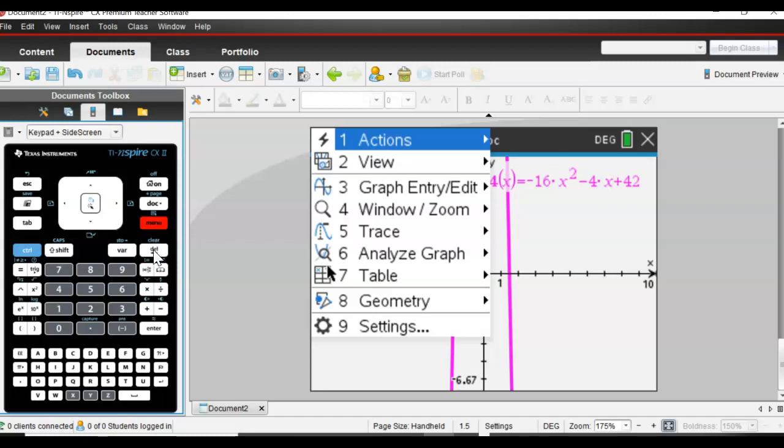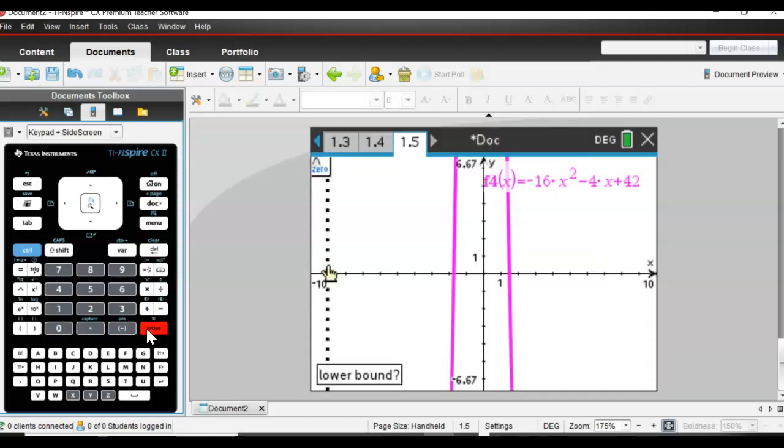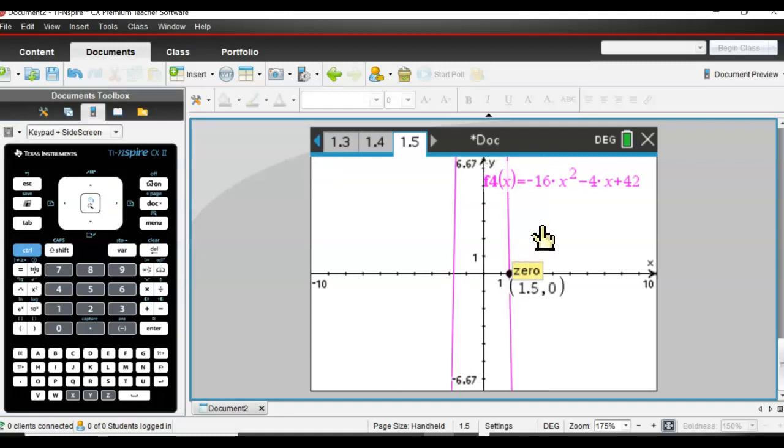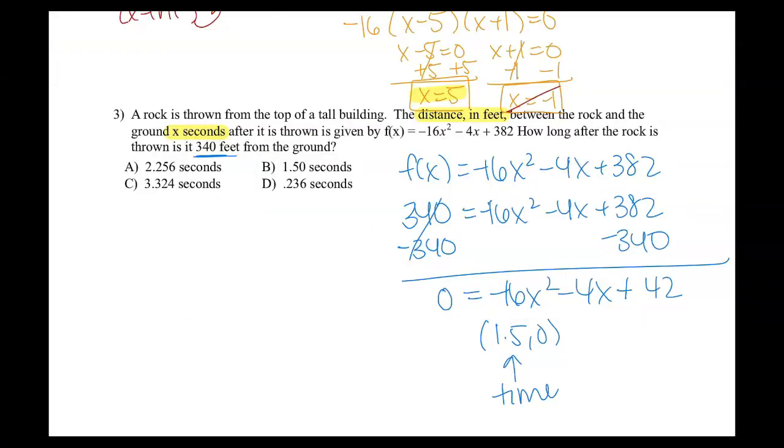So I'm going to hit menu, analyze graph. Let's find another 0, because this is another x-intercept. I'm going to scroll over. Oh no, that's going too slow. We're going to go from here to here, and that's at about 1.5 seconds. So we write that coordinate out, 1.5, 0. This is my time, and that is in seconds. So the time that it'll reach when it's at 340 feet is 1.5 seconds.